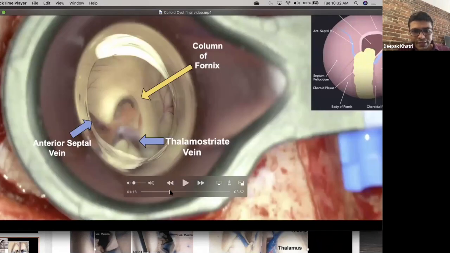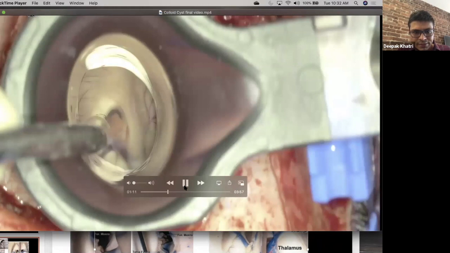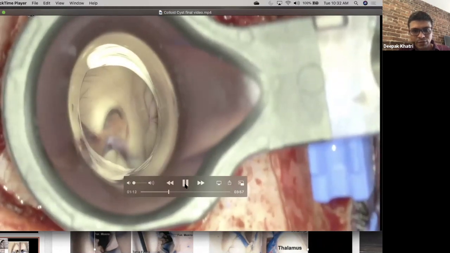This is how we entered the ventricle. This is the top-down view through the tube.